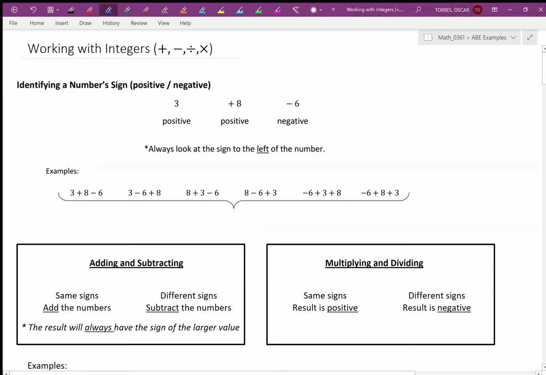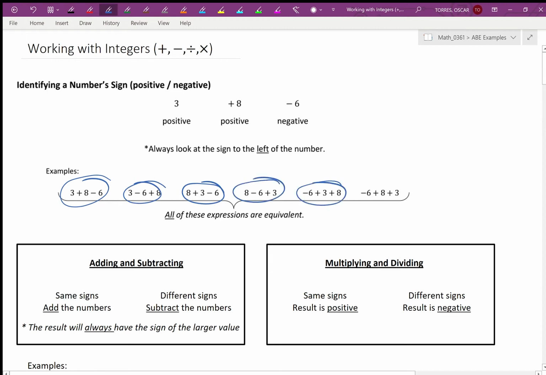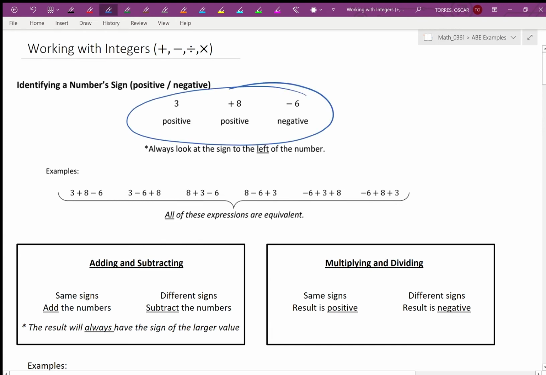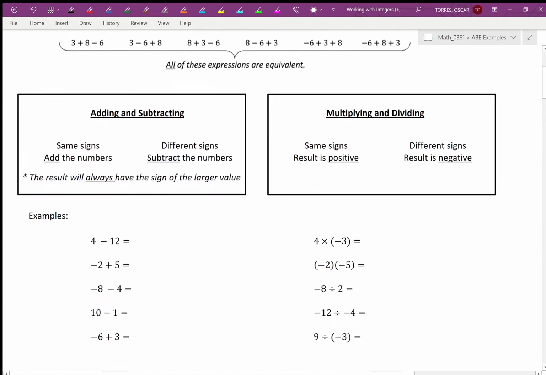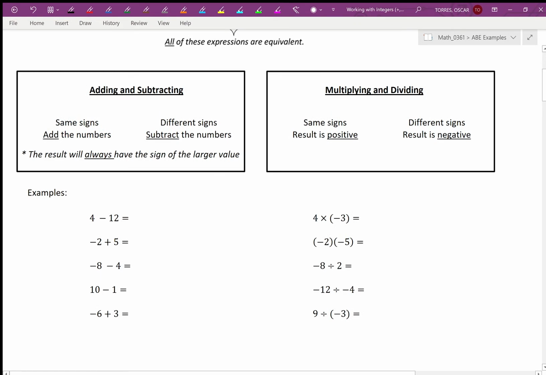That means that all of these expressions are equivalent. They're exactly the same. If you were to plug any one of these expressions into the calculator, you'll get the exact same thing out of it. And the reason for that is that these numbers have the same sign. Their signs are consistent throughout each one of these expressions. So now that we can identify a number sign, we should be able to add and subtract and multiply and divide these numbers just by following these two sets of rules.